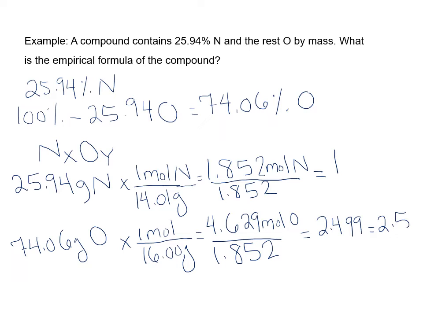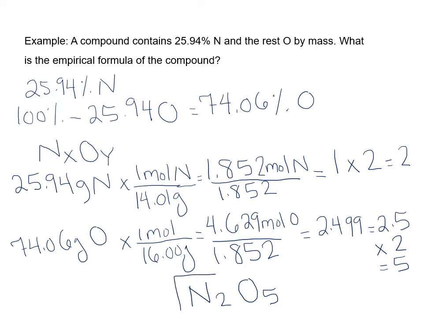But notice that these are not whole numbers. These are fractions. So what I need to do is multiply both of them by a number that gives me a whole number. If I multiply both of them by 2, I get 5 here and I get 2 here. So my formula comes out to N2O5. So the oxygen subscript is 5, so the Y value is 5, and the X value is 2.